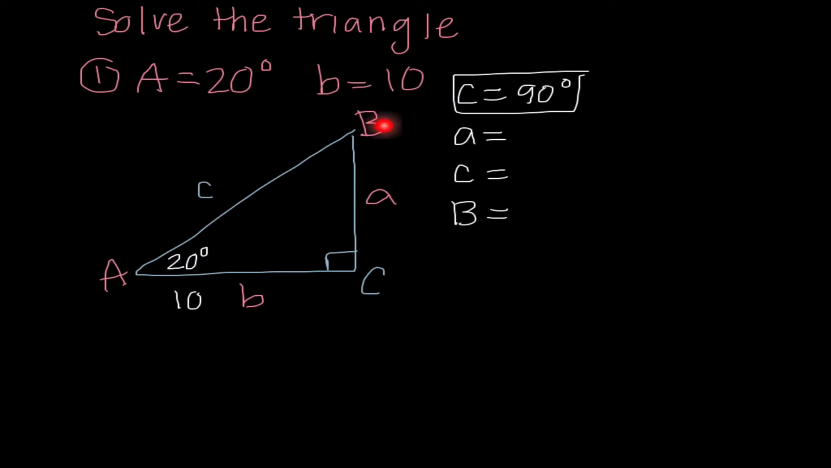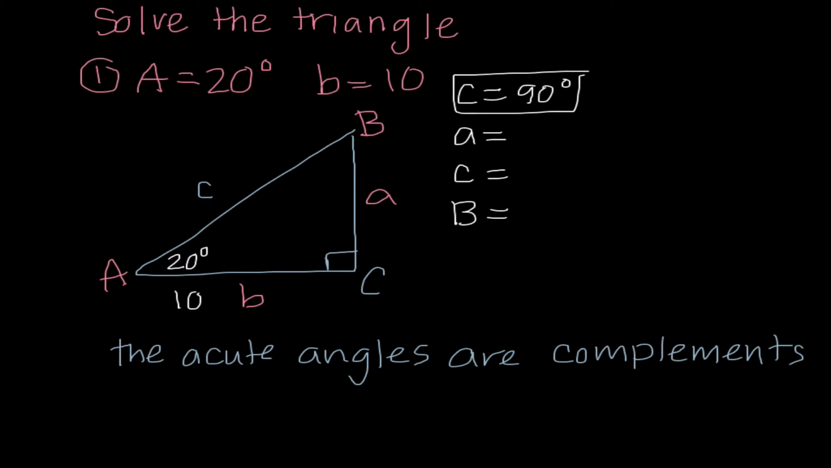And I'm going to start here by finding angle B. We know that since all three angles add up to be 180, the acute angles are complementary, which we know means that they equal 90 degrees. So if I'm adding this, 20 plus what would equal 90? I know that this would have to be 70 degrees. So I'm going to go ahead and say that B is 70 degrees. So that's information that we can figure out without using trigonometry at all.